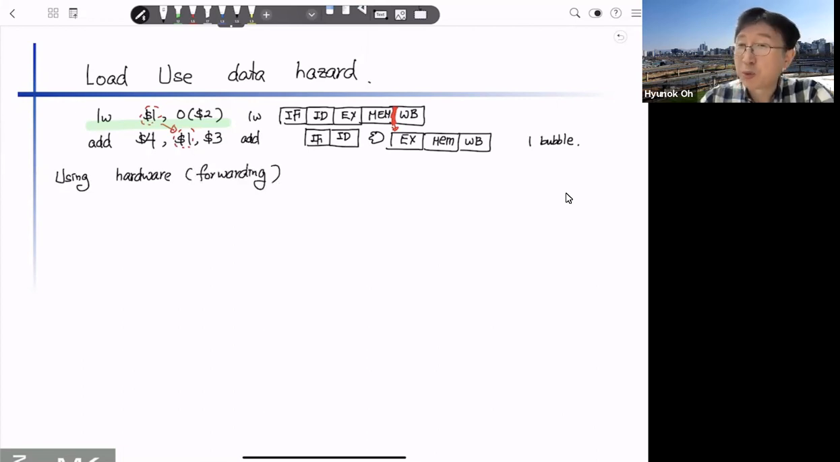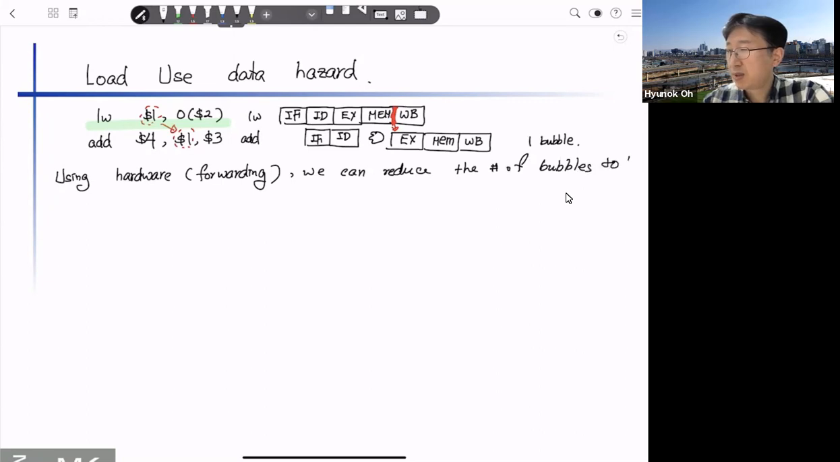Forwarding, maybe we can reduce the bubble to 1. So because of this forwarding logic, we can reduce it to a single bubble. If we don't have the forwarding logic, then maybe we have to pay 3 bubbles. But anyway, how can we reduce this bubble?